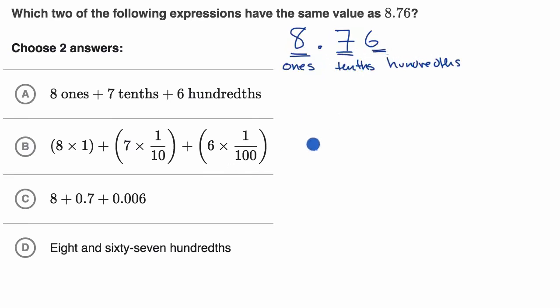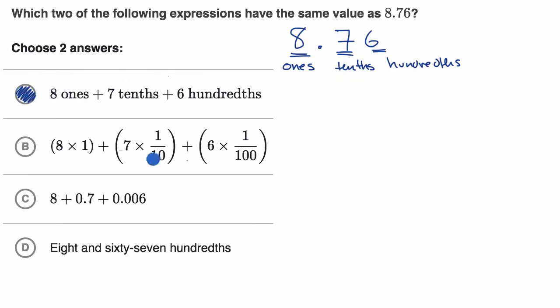place. And so we could view this as 8 ones and 7 tenths and 6 hundredths, or 8 ones plus 7 tenths plus 6 hundredths. Well, that's exactly what they wrote right over here. 8 ones, 7 tenths, and 6 hundredths. So I would choose that one for sure.